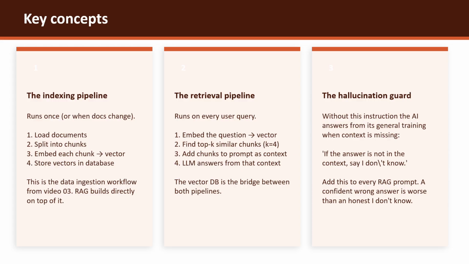Third, the hallucination guard. Hallucination is the term for when an AI model generates a confident but factually incorrect response. It happens because the model is trained to always produce a response, even when it does not have the relevant information. The guard is a specific instruction in your prompt. If the answer is not in the context, say "I don't know." This forces the model to stay within the boundaries of what the retrieved chunks actually say, rather than filling in gaps from its general training.